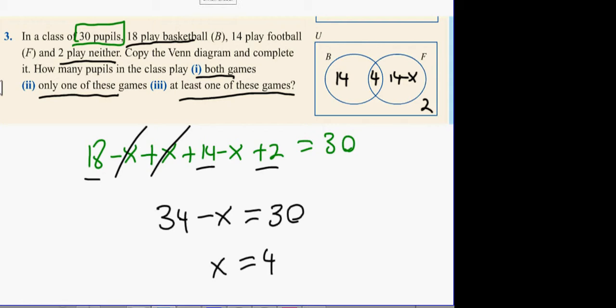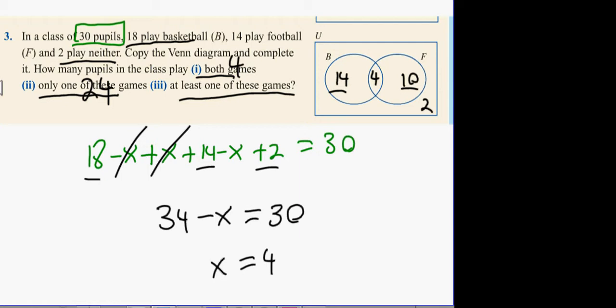Stephen Murphy, can you give me the answer for the first one? How many have played both games? 4. Good man. Oshim, how many people only play one of the games? 14 is basketball only. 10 is football only. Add them together, you get 24.